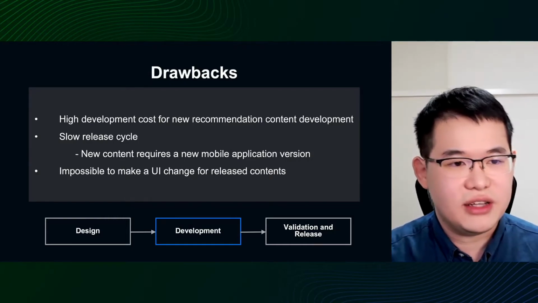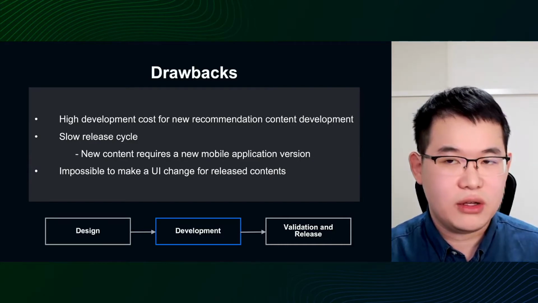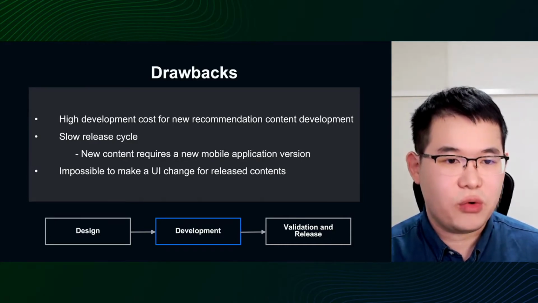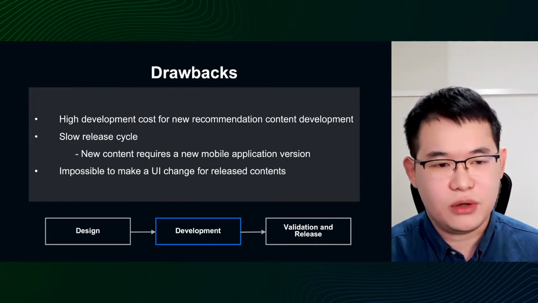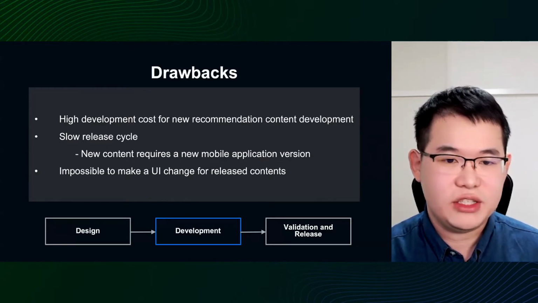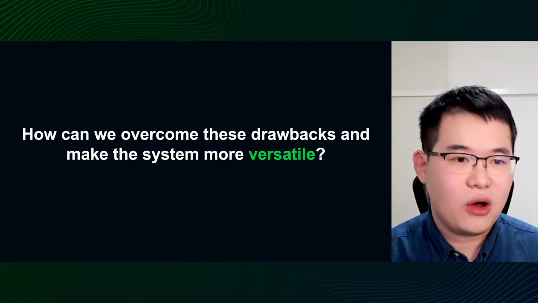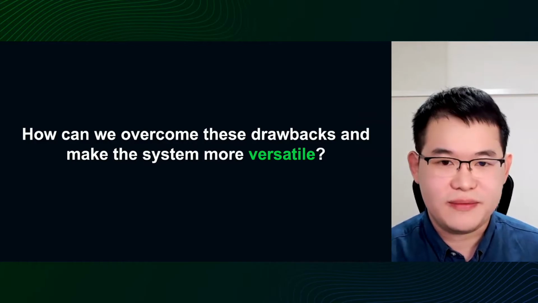Second, the development release cycle is slow. Because we implement the UI on the client side, the new content requires a new mobile application version. And third, therefore, it's also impossible to make a UI change for released content. My question would be, how can we overcome these drawbacks and make the system more versatile?